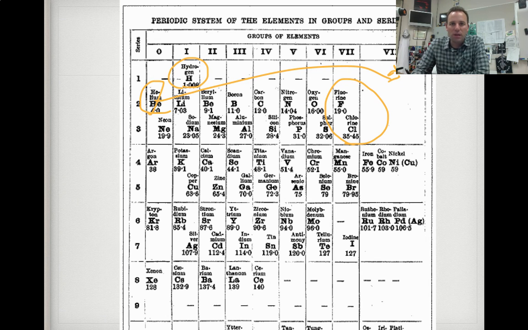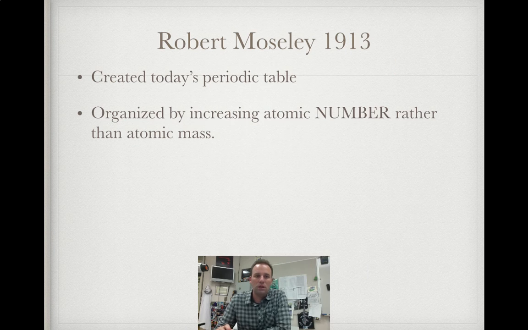So the original periodic table, again, was organized by increasing atomic mass. So you can see up at the top here, it went 7, 9, 11, 12, 14, 16, 19, and so on. And then a new series, they called it. So in 1913, Robert Moseley created today's periodic table. So Mendeleev and Moseley both start with an M, so be really careful. Mendeleev created the first periodic table organized by increasing atomic mass, and Moseley created the modern periodic table organized by increasing atomic number rather than by atomic mass.